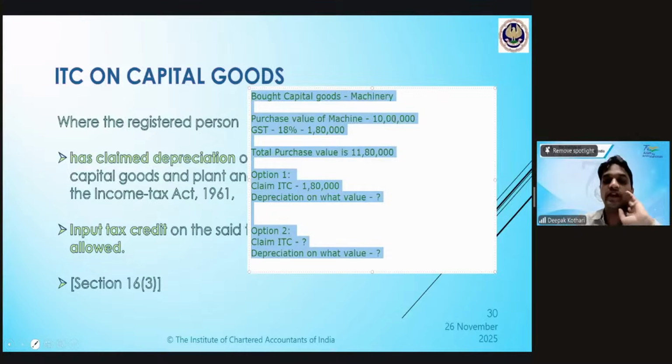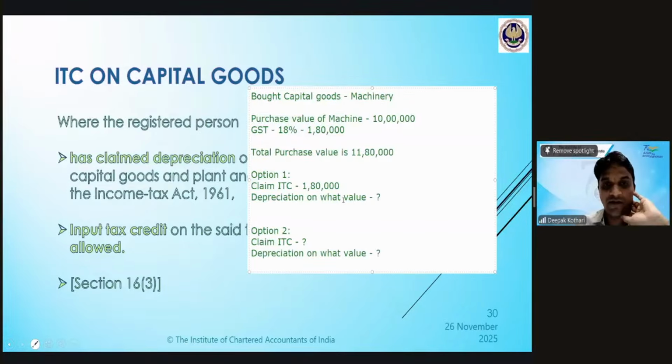Right. Khushi, very good. Very nice answer. Ram, your answer also is right. Lokesh, your answer also is right. That when I've claimed 1,80,000 as the ITC, that is a tax, right? I've claimed the input tax credit on this. Then I can claim depreciation on 10 lakhs value.